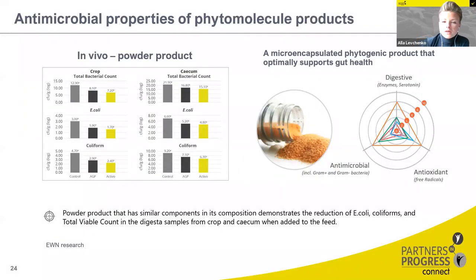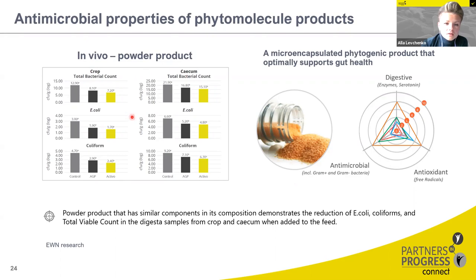In addition to the effect of the liquid product, the powder product, which is typically included in the feed, demonstrated a reduction effect on E. coli, as well as coliforms and total viable count, so the total count of bacteria, in the sample of the crop liquid, and also in the digesta from cecum.